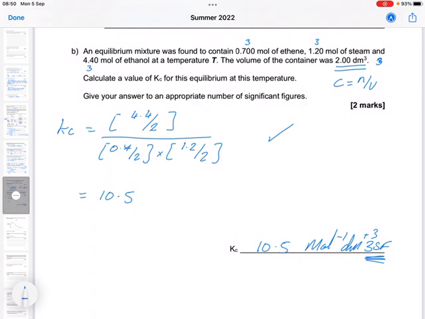Key thing here is if you've just put the number of moles into this expression here, you get 0 marks. Okay, so it's what they call a chemical error. So when you mess up the first step or the first mark, you won't get any further marks from that.